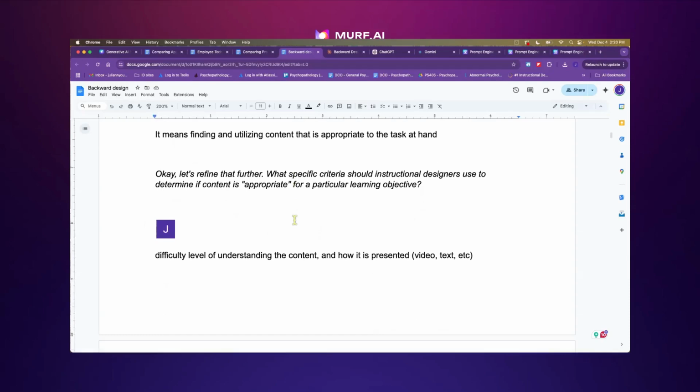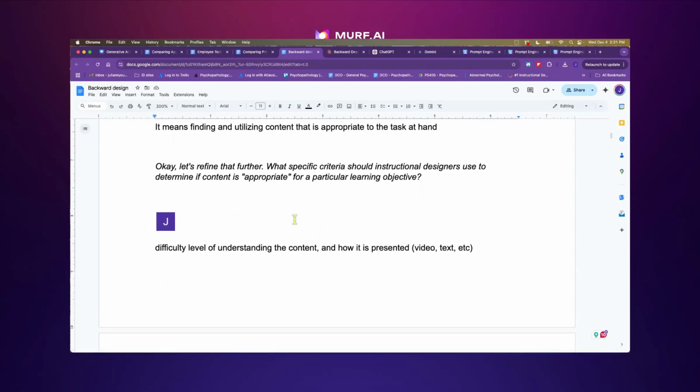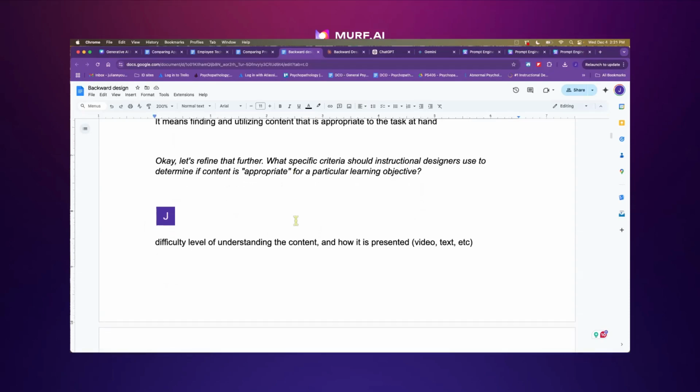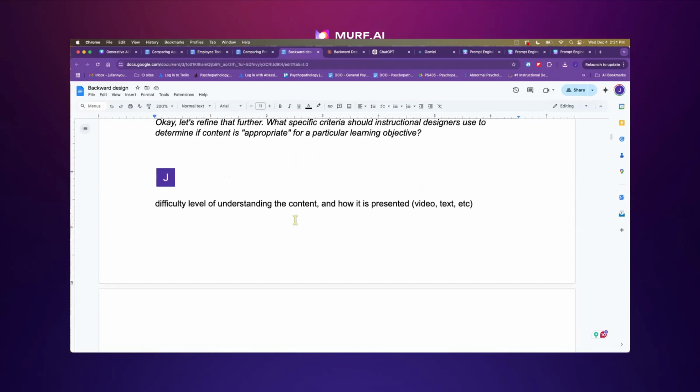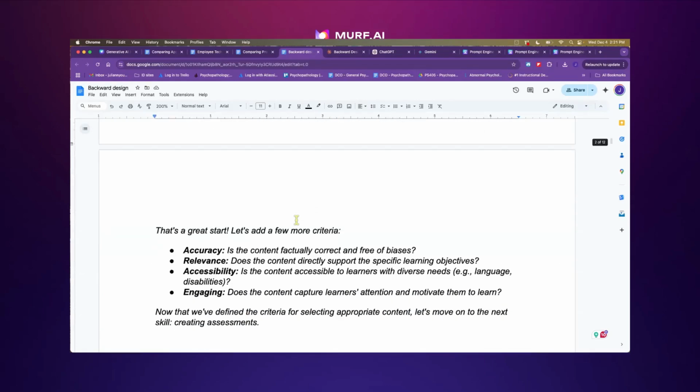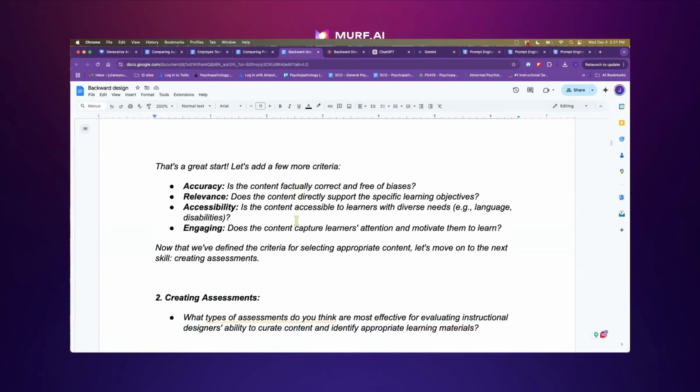And so it says, all right, but I need more now. Let's refine this further. What does appropriate mean? Okay, fair enough. I didn't tell it that. So I mean, difficulty level of understanding the content, how it's presented, these sorts of things. Now it says, all right, Juliann, I see where you're going, but you missed all these things. And it's telling me you didn't consider accuracy, relevance, accessibility, or engagement. So we're going to need to do that.